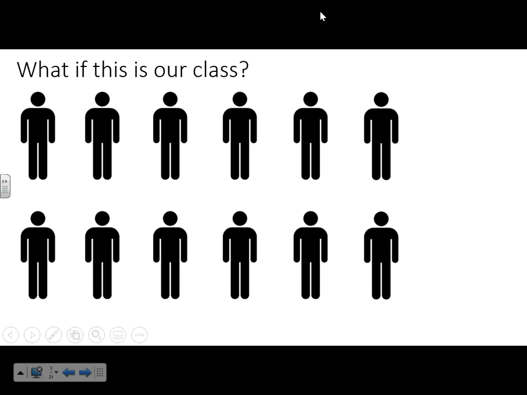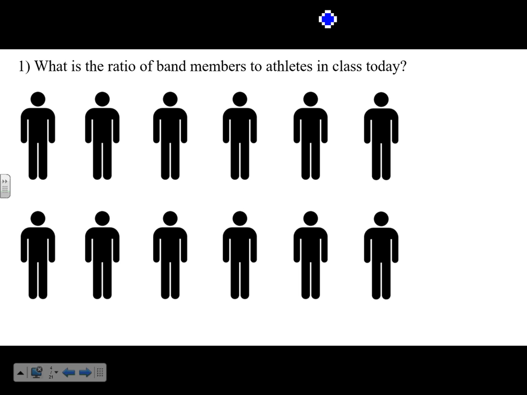So what if this is our class? If you look at this, these are our classmates. We have 12 people in the class, so make sure we know that. The first question: what is the ratio of band members to athletes in this class? One thing you want to make sure you realize is what order they go in. Band members to athletes, so band members come first.